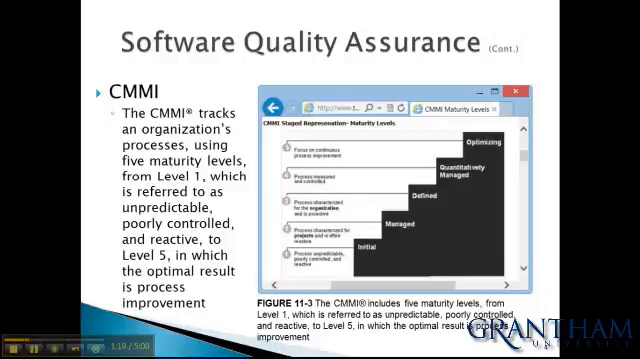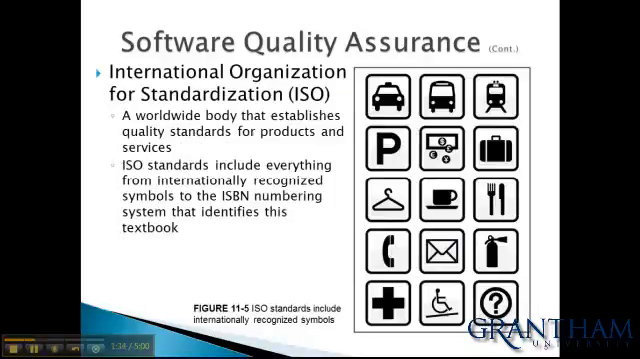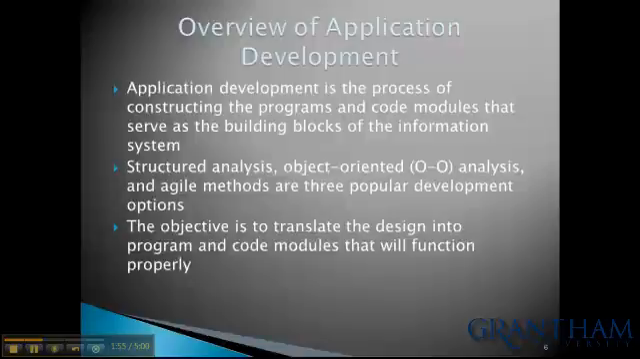CMMI tracks organization progress using 5 maturity levels, from level 1, which is referred to as unpredictable, poorly controlled, and reactive, to level 5, in which the optimal result is process improvement. ISO, or International Organization for Standards, is a worldwide body that establishes quality standards for products and services. ISO standards include everything from internationally recognized symbols to the ISBN numbering system that identifies this textbook that we are currently using for the course.